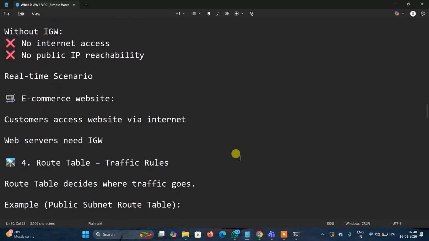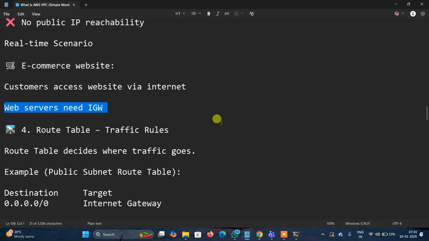In a real-time scenario, take an e-commerce website. Customers need to access it through the internet. Suppose I am a customer and I want to access the Amazon.com website. We need to have an internet gateway. All these web servers are connected to the internet gateway. If the web servers are not connected to the internet gateway, how will the customer use the web server? It won't be possible. The web server needs the internet gateway.